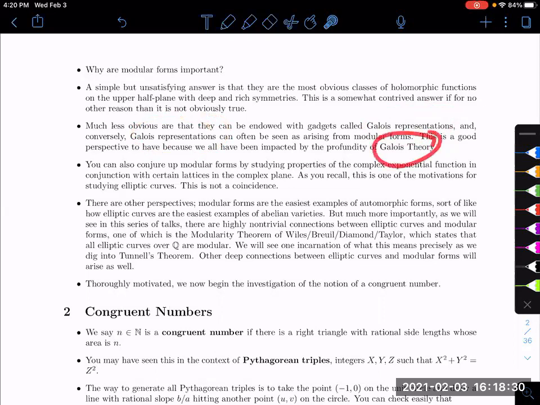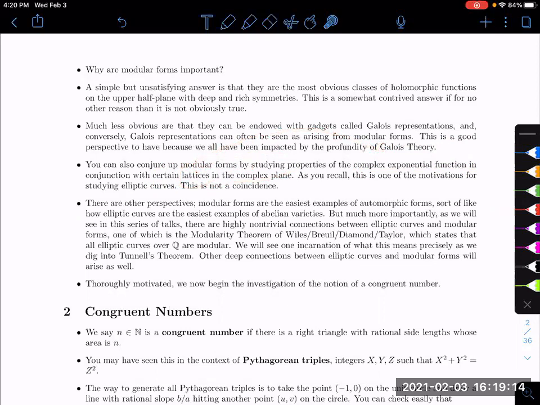And so if we all agree Galois theory is important, which I think we all do, then this is some motivation that modular forms should be important. If we can attach basic objects from Galois theory to them and conversely, then probably there's something there to study. But there are other ways to arrive at the study of modular forms. For example, you can look at the complex exponential function in conjunction with certain lattices in the upper half plane. And modular forms pop out very naturally from this study. So if we agree the complex exponential function is important, and we agree lattices are important, then we probably agree that their interaction is important. And so as a result, we should agree modular forms are important.